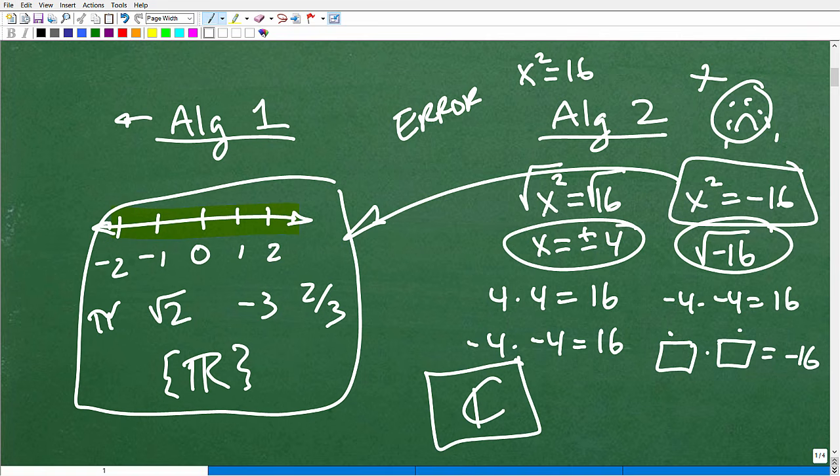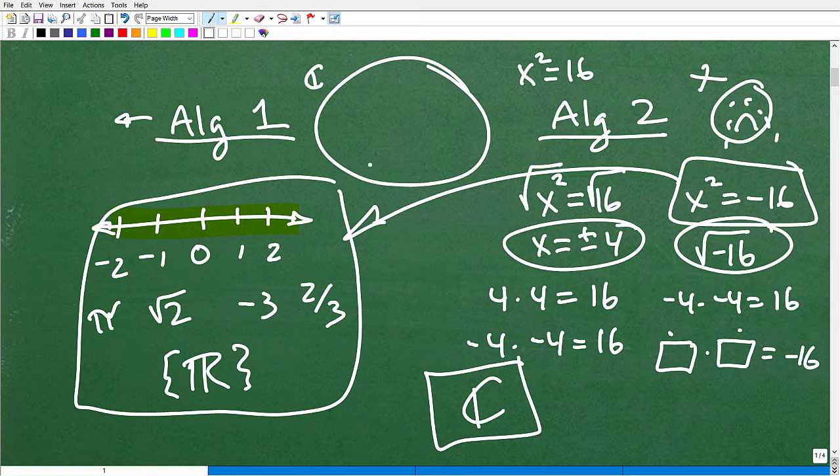It's a very, very important step up in your understanding of mathematics, because the complex number system is over here. The real number system actually lives inside the complex number system. You've got to understand this.